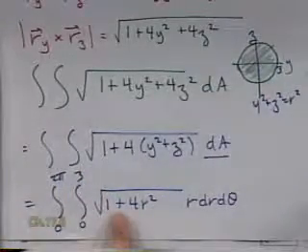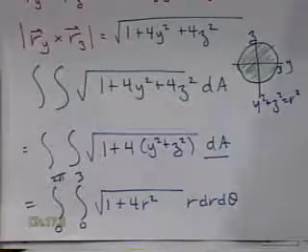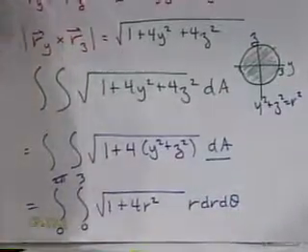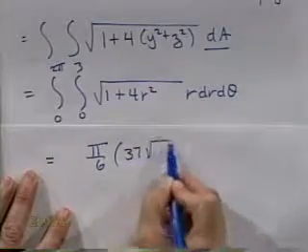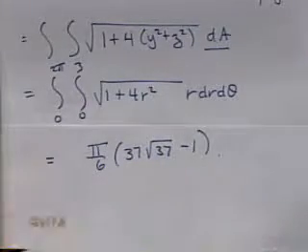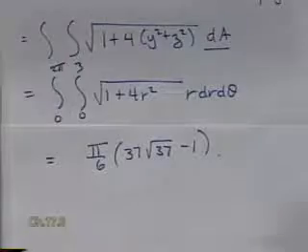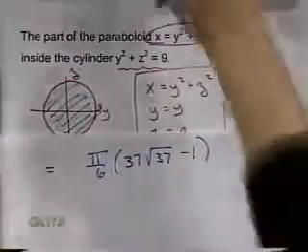And again, this is a simple u substitution. You've seen me do this 25 times this semester. I don't think I have to torture you again. So you're more than welcome to practice. You should get pi over 6 times (37 root 37 minus 1). Okay, but we're not going to do it. Okay, let's do another one.